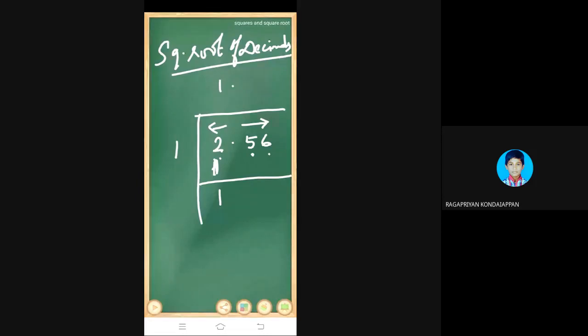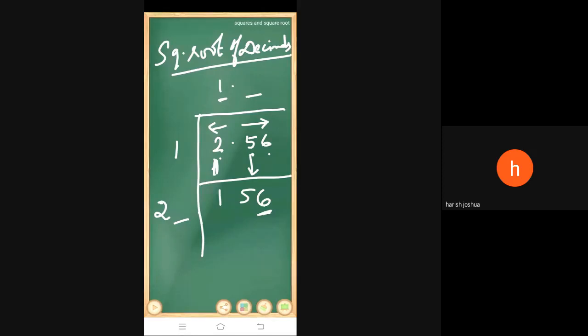Now what will be the next step? You have to bring this 56 down. Now what number do you have here? 1. 1 should be multiplied by 2. If we need 6 in the ones place, what are the possible digits to write here? 4 4s are 16. Then 6 6s are 36. So which number shall we write here?